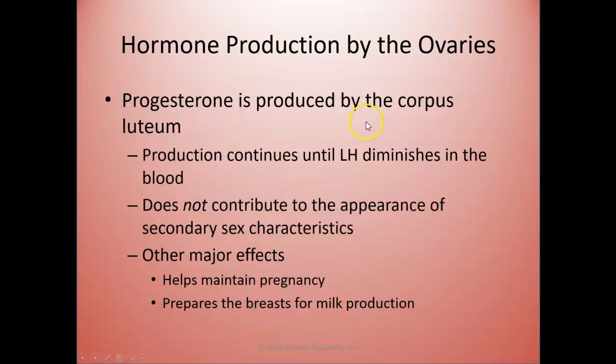All right. Progesterone is produced by the corpus luteum, so that's that degrading follicle. It continues until the luteinizing hormone diminishes in the blood. It doesn't contribute to the appearance of sexual characteristics, but it does help maintain pregnancy and prepares the breasts for milk production. And I think that gets us, we're done there.